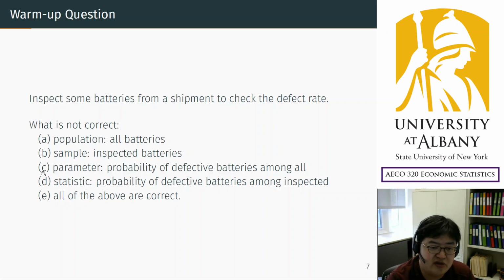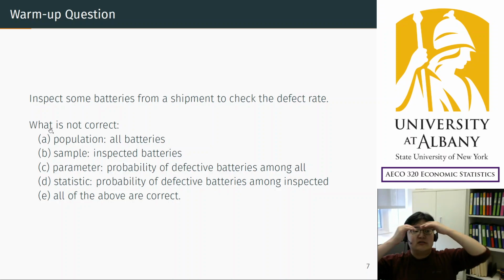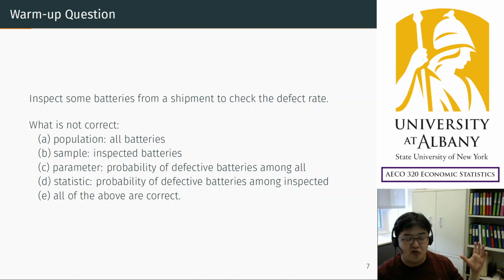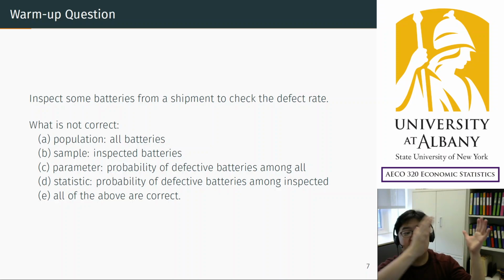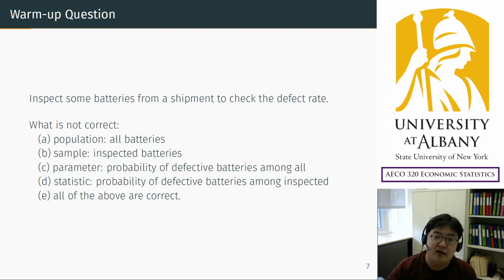Actually, all of these four statements are correct, right? So I want you to understand the basic framework, the underlying structure for statistical inference: what we observe, and what we don't observe but want to know. So population and sample. Distinguishing them is important in understanding the rationale behind statistical inference.